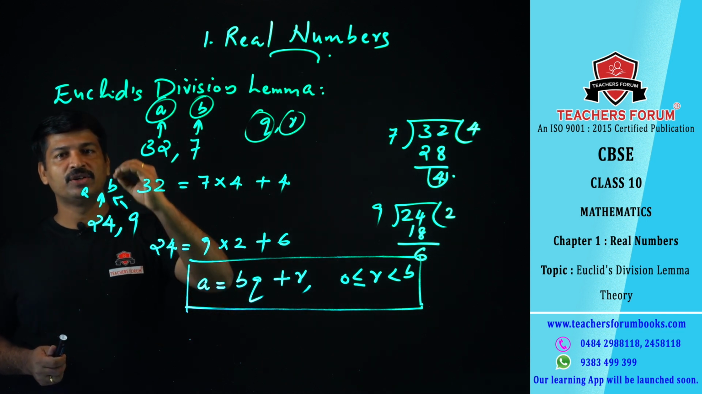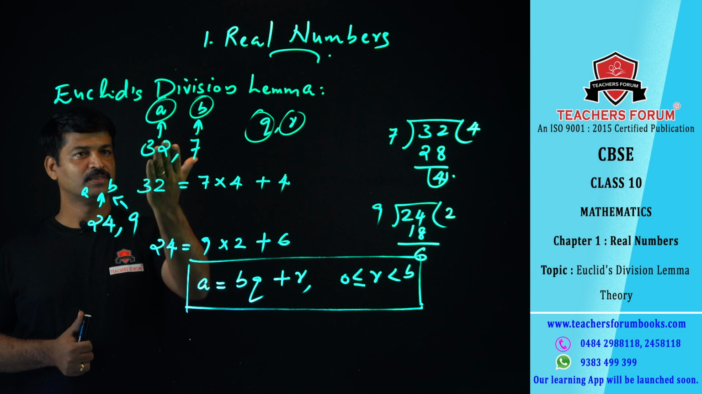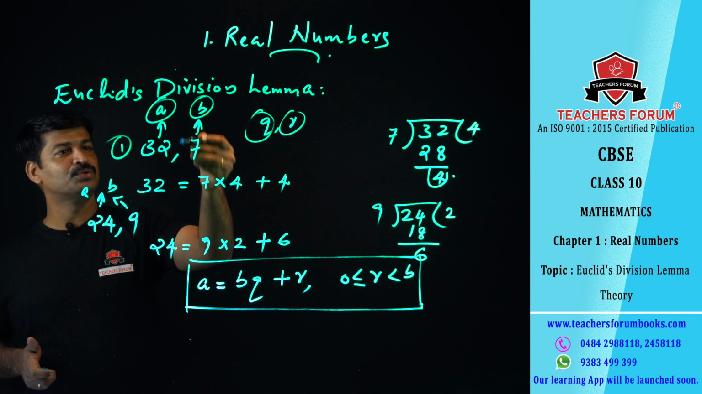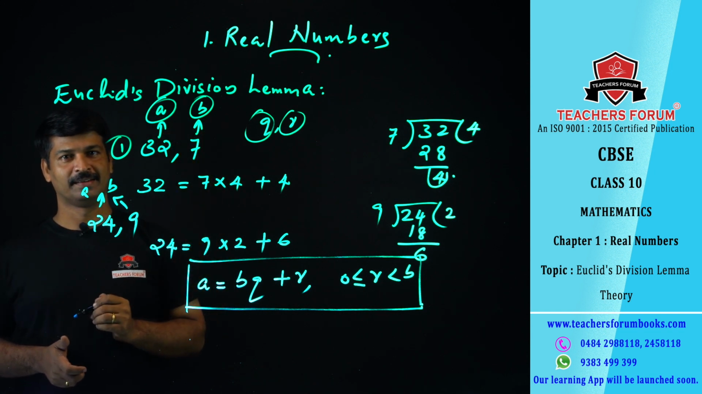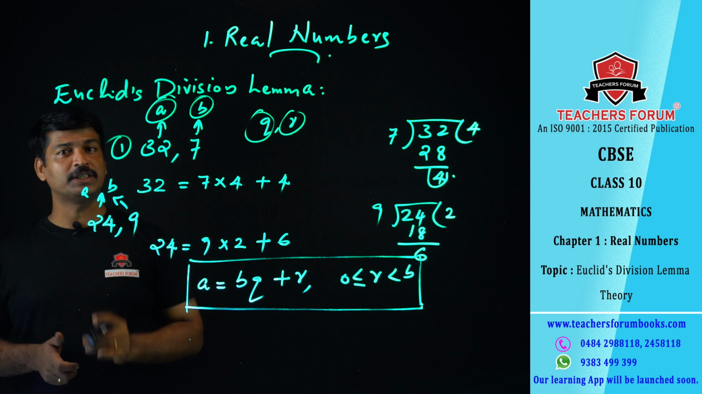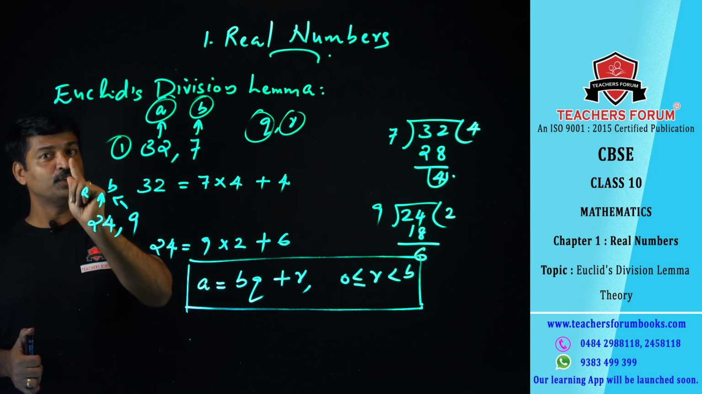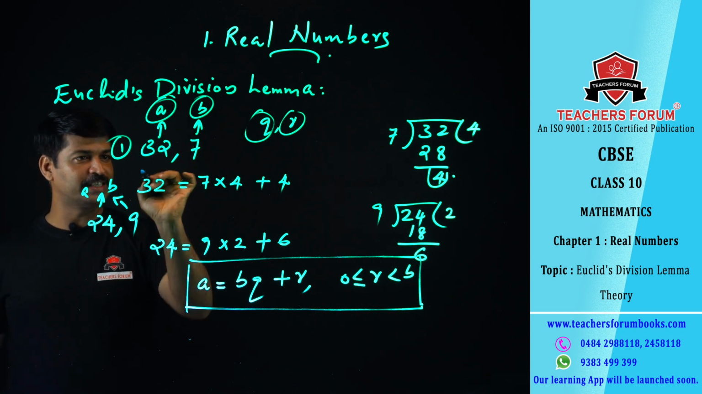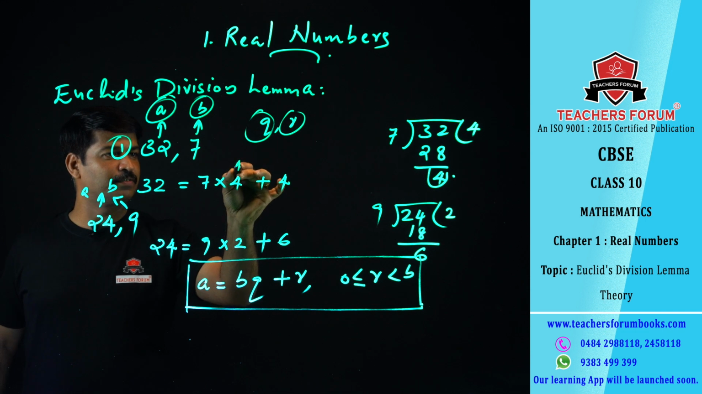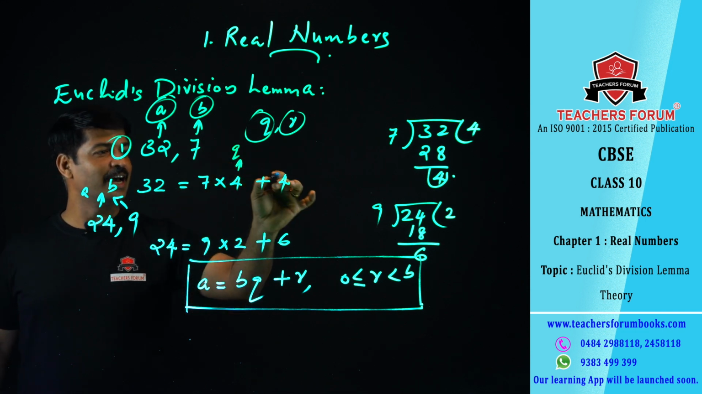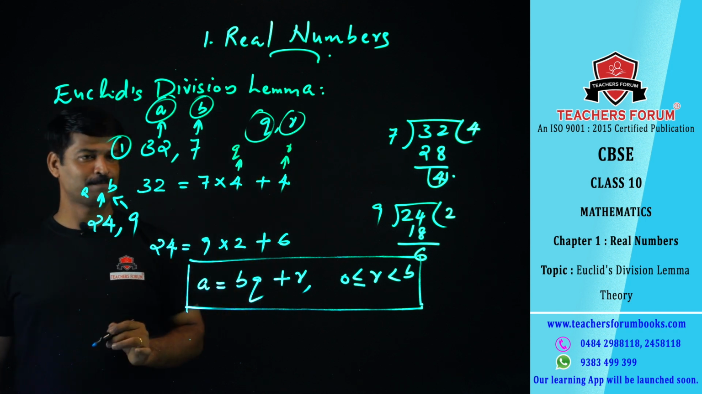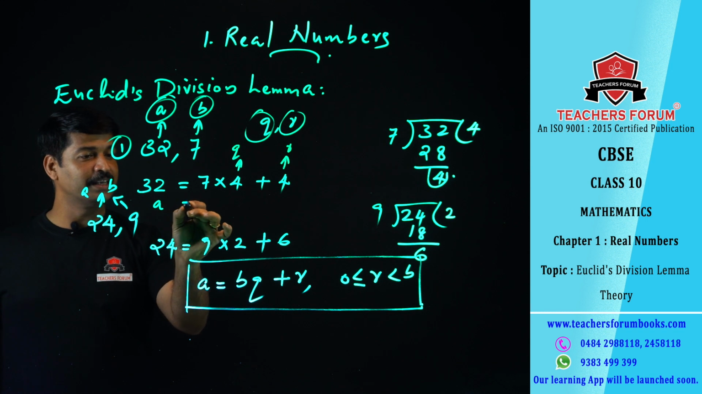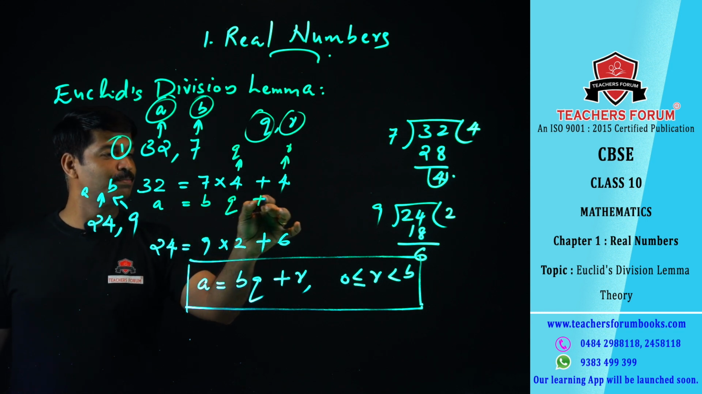This holds for any given two positive integers. For the first example, the two positive integers are 32 and 7, A and B. If A and B are two positive integers, there exist unique integers Q and R. Can you tell me here? This is A, 32, and 7 is B. Now what is 4? 4 is Q, and this other 4 is R. So 32 is equal to 7 into 4 plus 4, which can be written in the form A is equal to BQ plus R.